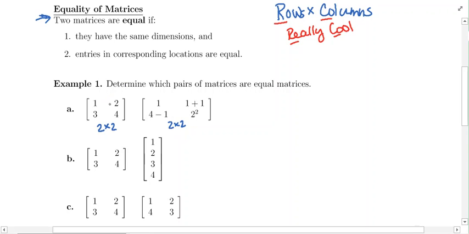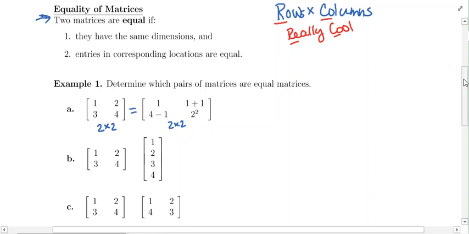Now let's check the top right. You have a 2 here, 1 plus 1 is 2. So both matrices have 2 in the top right position. And then if we check the bottom row on the left, there's a 3 in this matrix, and then 4 minus 1 is 3. So both have a 3 in the bottom left. And then check one more number, the bottom right, there's a 4 in this matrix, and then 2 squared is also 4. So they're the same size and they have the same numbers in the same positions. So these are equal matrices.